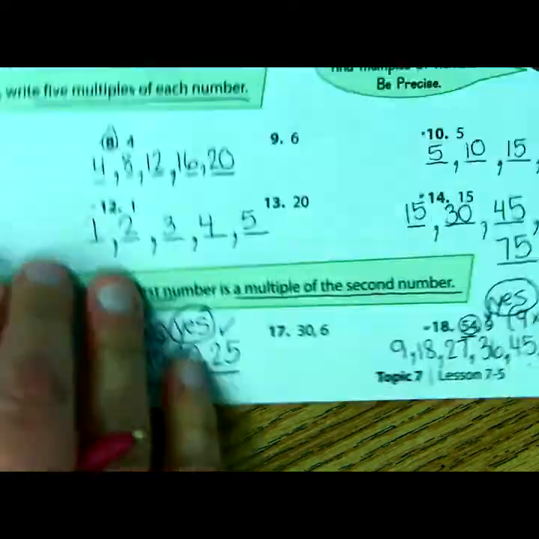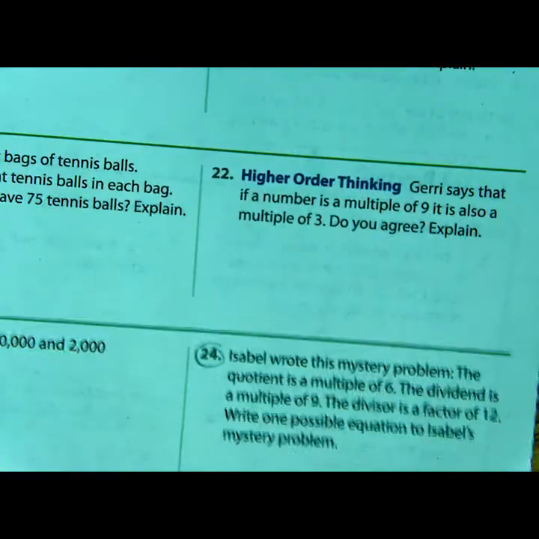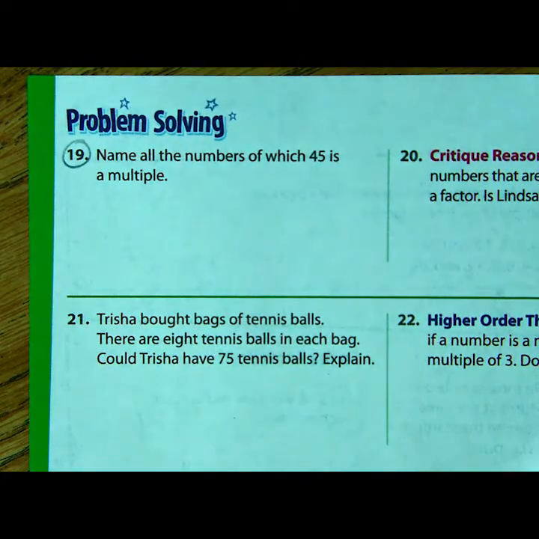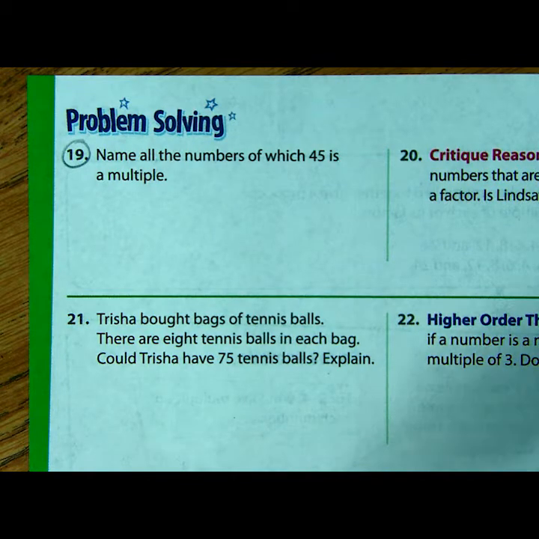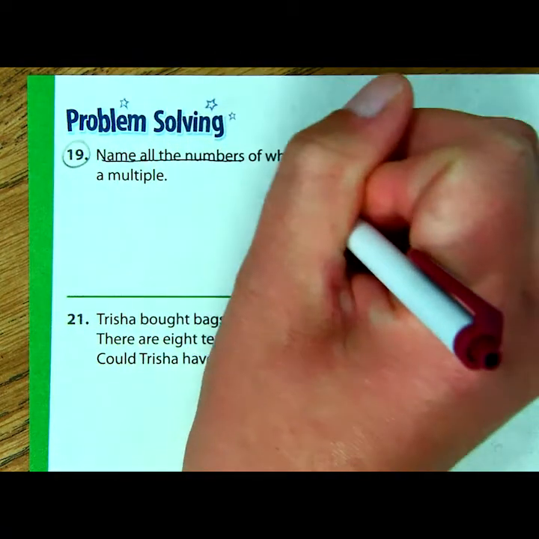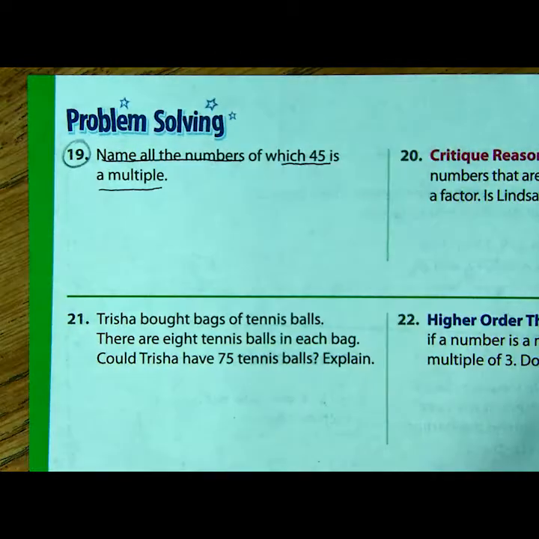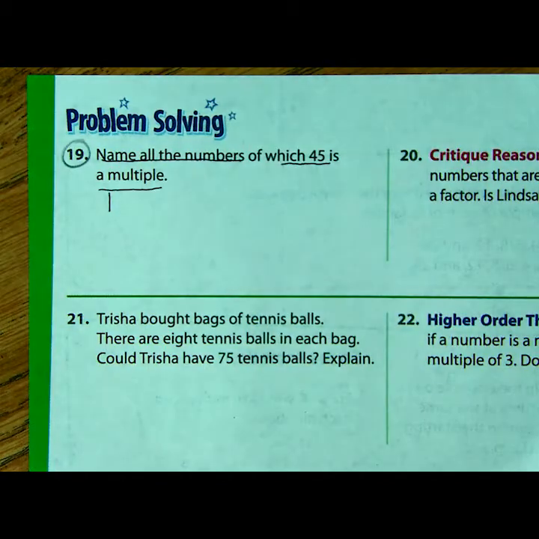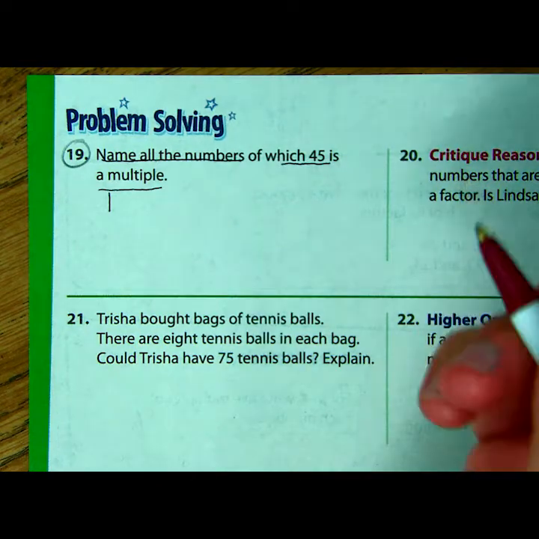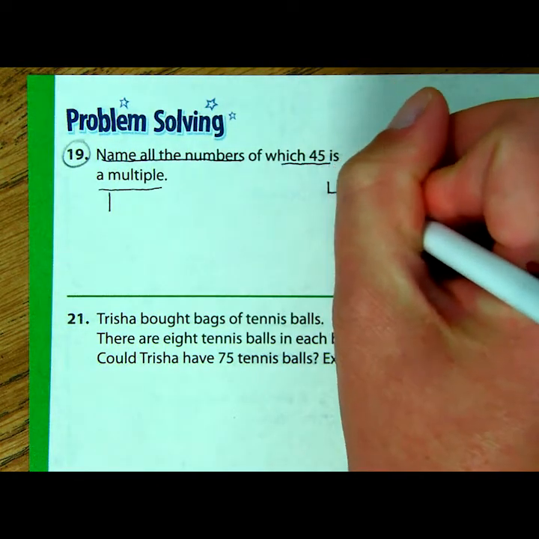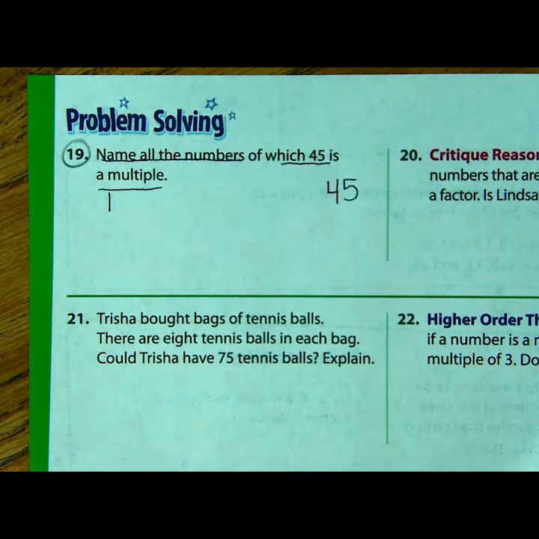Okay, we're going to turn the page and go to question number 19. Name all the numbers of which 45 is a multiple. So this is kind of a tricky way to word this. Name the numbers where you would have 45 as a multiple. Well, I know if I start at 1 and I continue skip counting by ones, I would eventually arrive at 45. So 1 and 45.